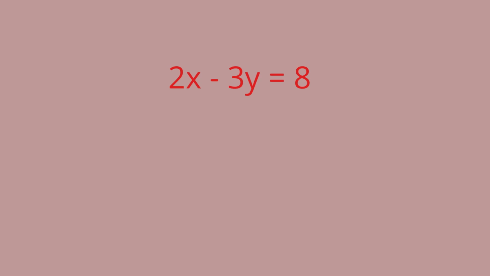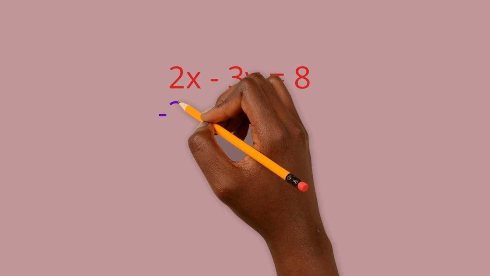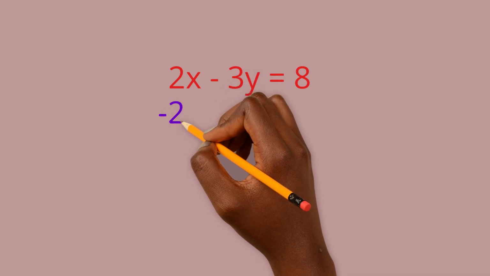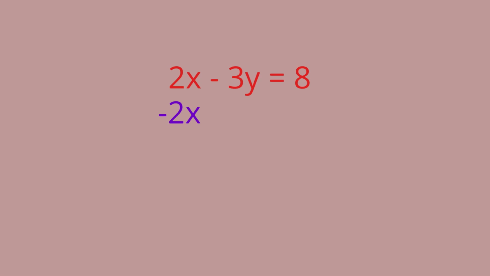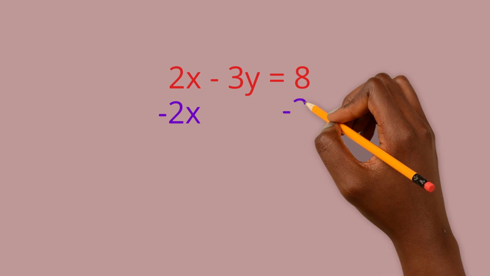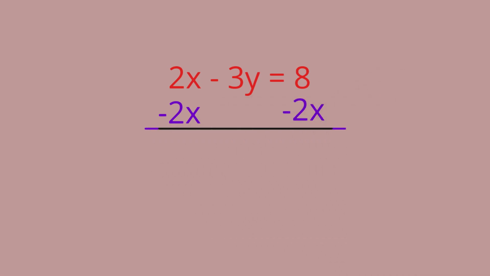Okay, welcome back. So we want to write it in the form y equals mx plus b. First, I will get rid of the other term on the same side. 2x is being added, it's positive. So the inverse will be to minus 2x from that side. Anything I do on one side, I will do the same on the other side. So I will also minus 2x on the other side of the equation.